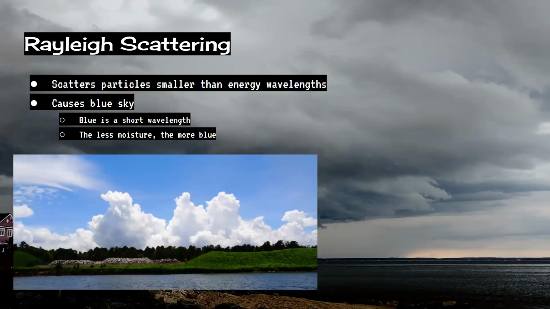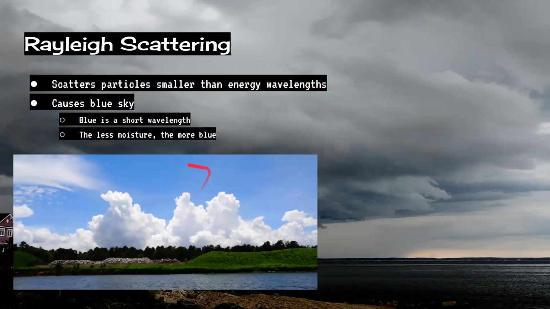This is energy that's coming in, it's being scattered. Blue has a short wavelength, which explains why it is scattered the most. And as another side note, the less moisture, the more blue.